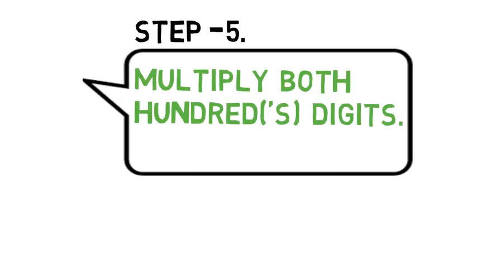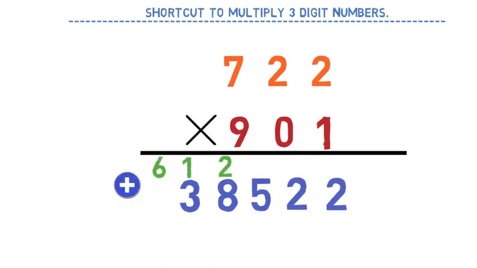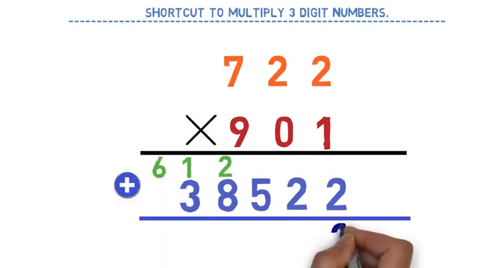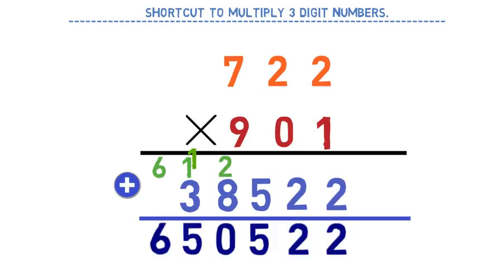Now let's move on to step 5, which is multiplication of the hundreds digit with another hundreds digit. So 7 into 9 is 63. Just write it down, 6 and 3. Now add the carry and write down. So we get 2, 2, 5. And 8 plus 2 is 10. I am writing in this way. Now 3 and 1 becomes 4 and 6 would come alone. This is your answer. 650522. You can tally this with your calculator.